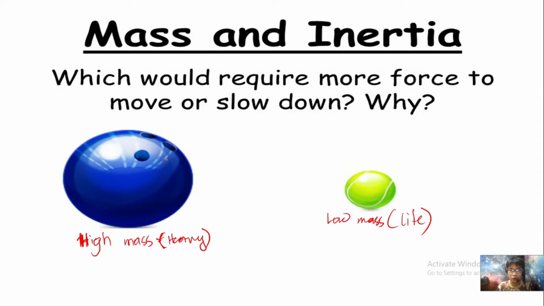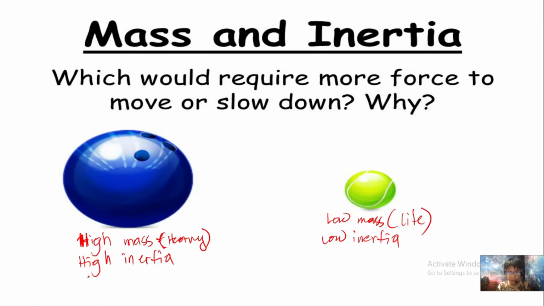Because high mass means high inertia. High mass means high inertia, and low mass means the object has low inertia as well. So, high mass, high inertia. Therefore, we need to exert more force.